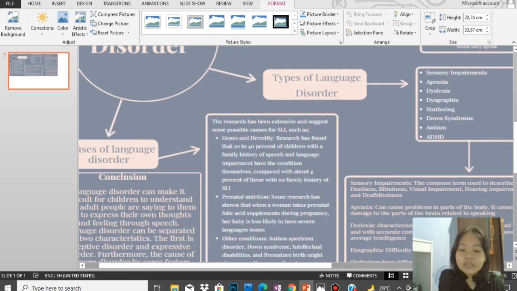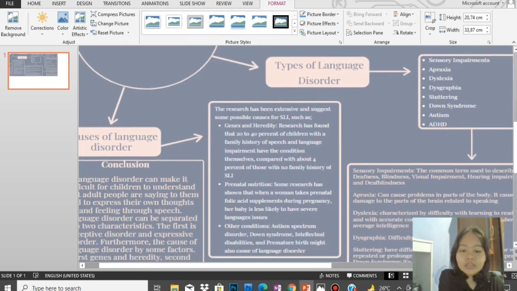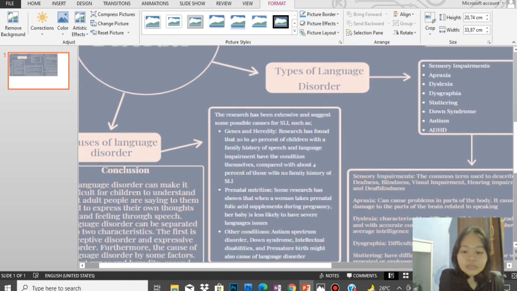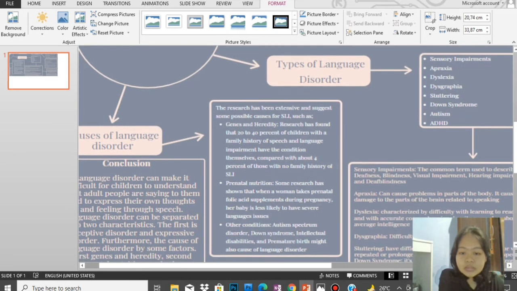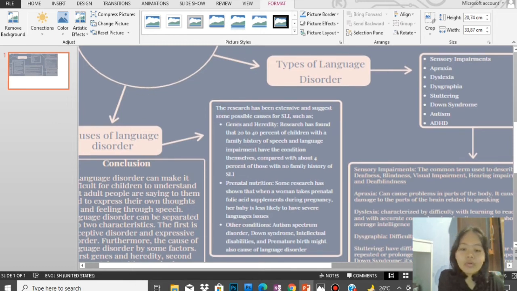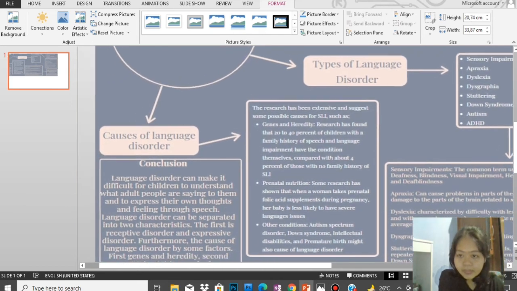Prenatal nutrition. Some research has shown that when a woman takes prenatal folic acid supplements during pregnancy, her baby is less likely to have severe language issues. Other conditions such as autism spectrum disorder, Down syndrome, intellectual disabilities, and premature birth might also be causes of language disorder.